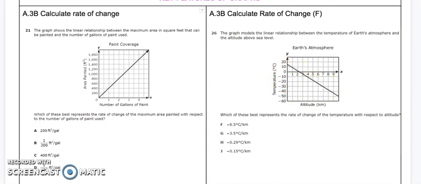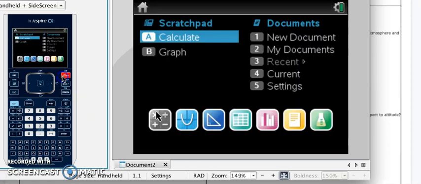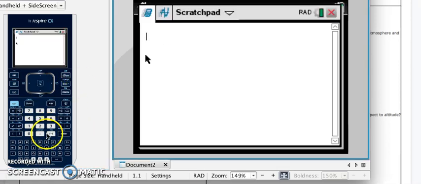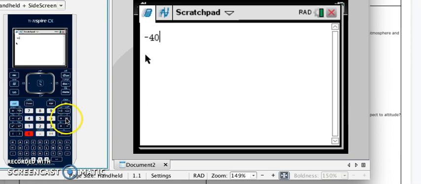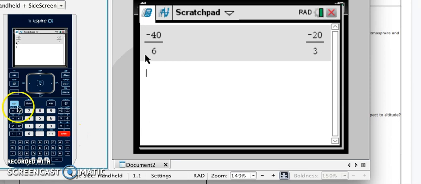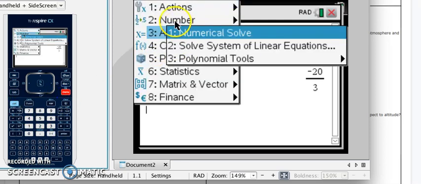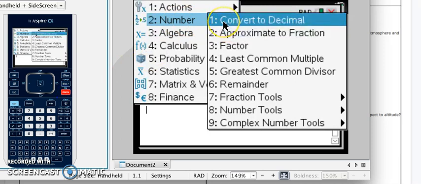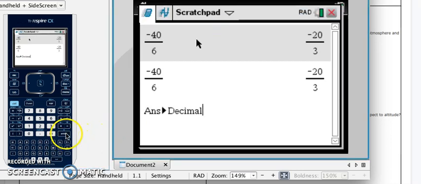So let's calculate that. Let's go to our calculator, and let's calculate -40 divided by 6. And that gives us a fraction, which is totally fine, but I noticed in all of our answer choices, it gave us the answer as a decimal. So I'm going to do menu, number, convert to decimal. You can see these two choices gives you going to a decimal or going to a fraction. So I'm going to convert to a decimal and press enter.